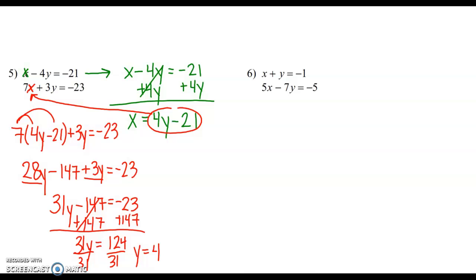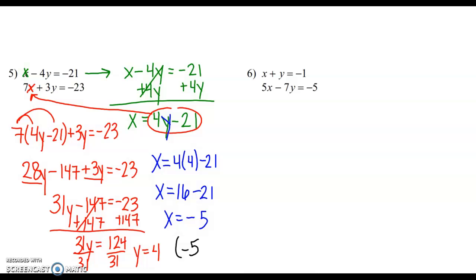So now that we know that y is 4, we can replace y with 4. So x equals 4 times y is 4 minus 21. X equals 4 times 4 is 16 minus 21 gives us x to be negative 5. So our ordered pair answer, x comma y, would be negative 5 comma 4.